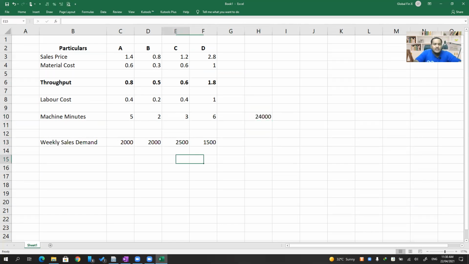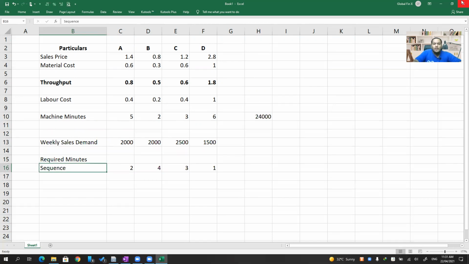Okay, so first let's see required minutes. What is the sequence in which you will produce? First, you will go with the D 1.8, then A 0.8, then C 0.6, then B 0.5. That's the sequence that you guys told me. Yes or no? Sir, I'm doing the wrong calculation first. First, we'll go with D, then A, then C, then B, based on the throughput.